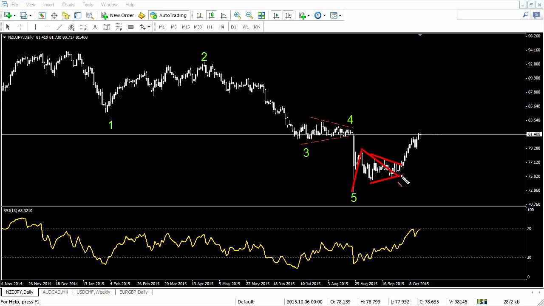B or the wave X, and we are looking for the spike higher. So already we have a 3-wave move. So looking for 5 more waves down after the 3-wave move ends.